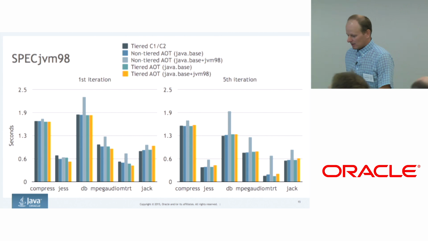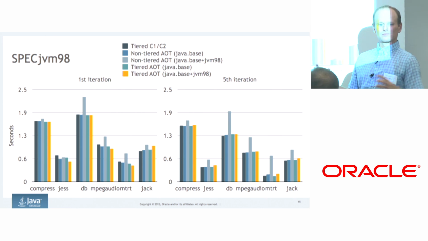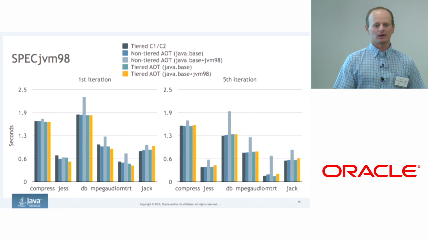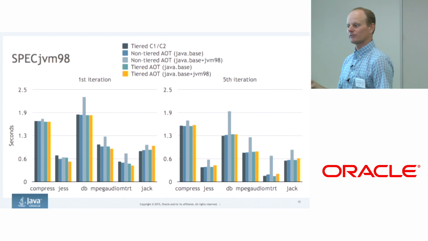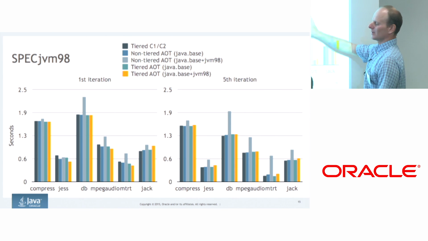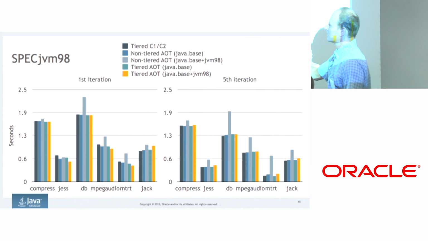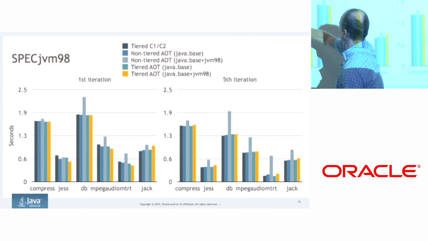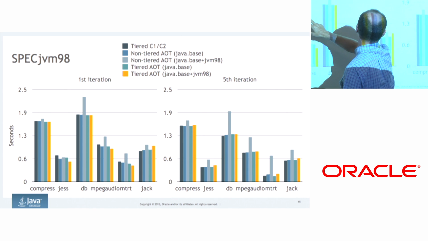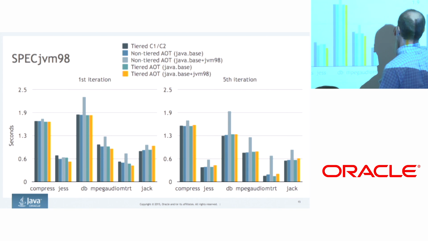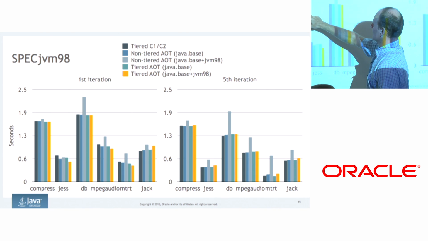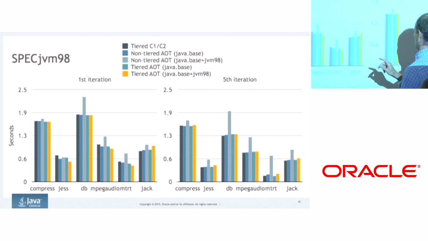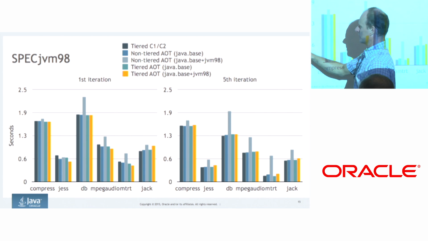So then I did a SPECjvm98 run, mainly because it's a very short-running benchmark, and I wanted to see, are we faster on the first iteration, and where are we after the fifth? So I just picked one. You can see the first one is a tiered C1, C2, and then we are interested mostly in the yellow one, which is tiered AOT. Except for one, Jack, we are fast.